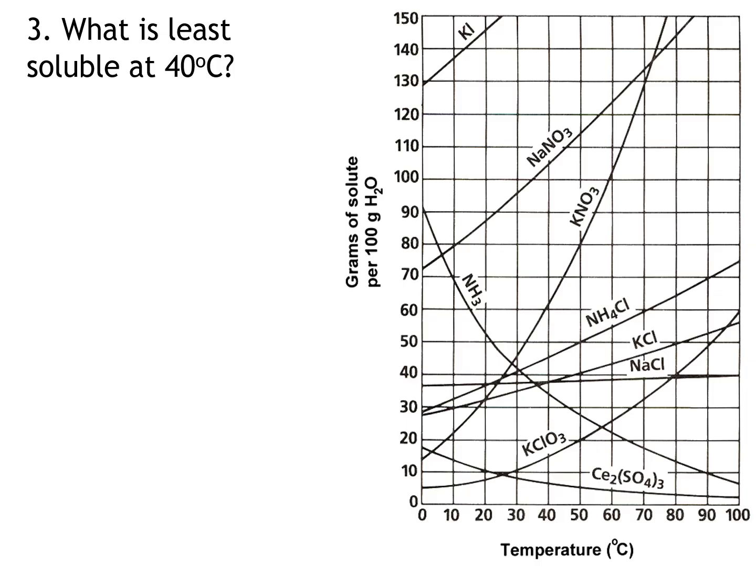The next one wants to know which compound is least soluble, so we want to look at the one that is lowest down on the y-axis at 40 degrees C. So we go to 40 degrees. The first one we hit, the one with the lowest solubility, is cerium sulfate.